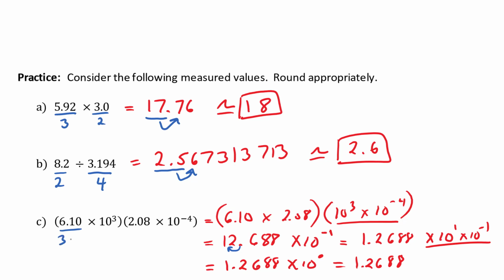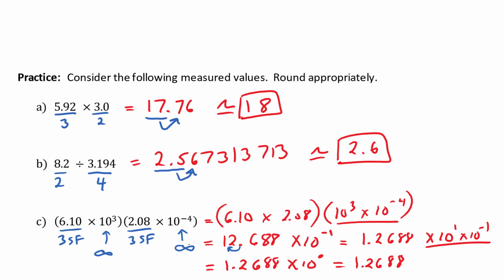We have 3 significant figures. How many significant figures in these values here? There's an infinite. These are defined values. 10 to the 3, 10 to the minus 4. These are infinite values. So there is an infinite number of significant digits in these values here because they are exact. We're going to round off to the fewest number of significant figures.